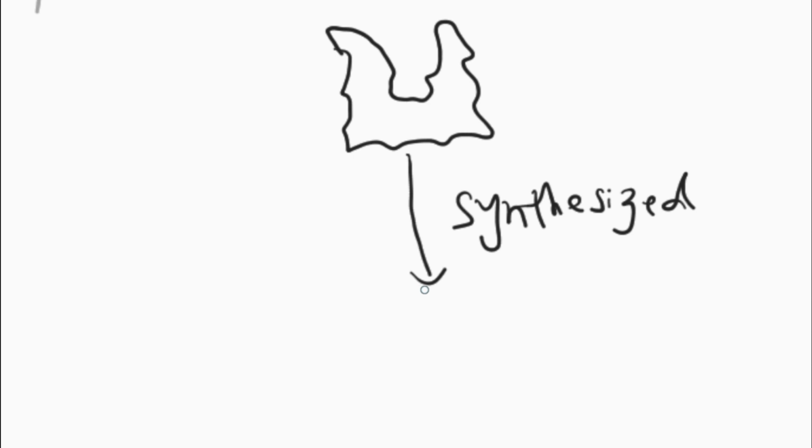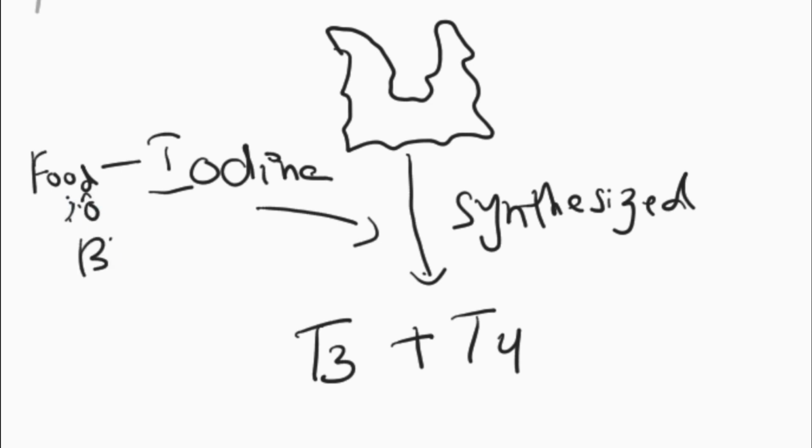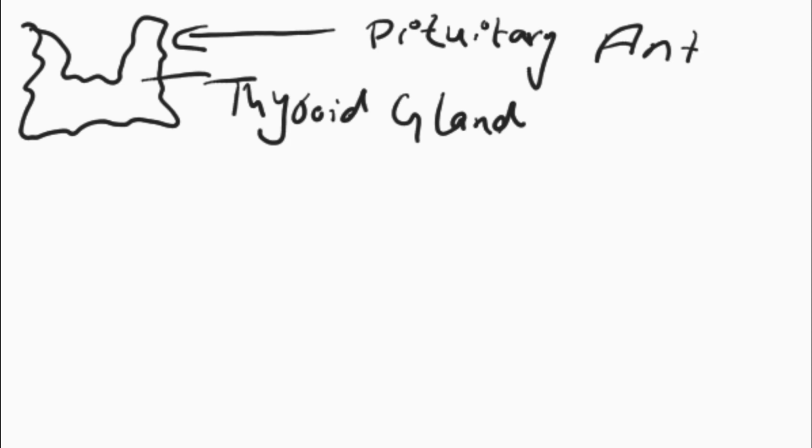The thyroid gland synthesizes two hormones, T3 and T4, by obtaining iodine from food or blood. The thyroid gland receives stimuli from the pituitary, that is, the anterior pituitary.